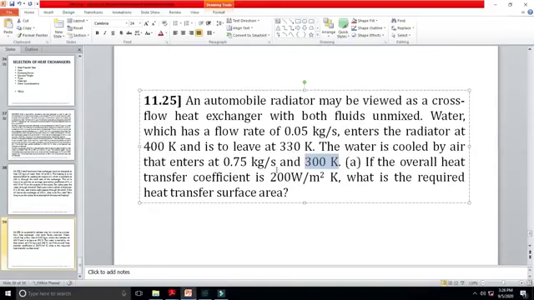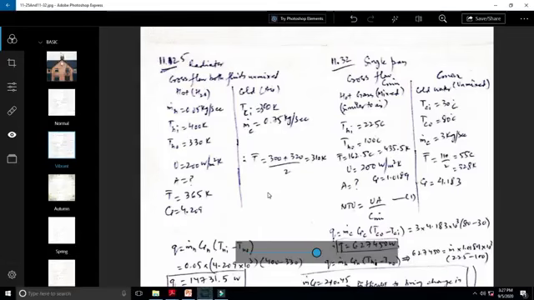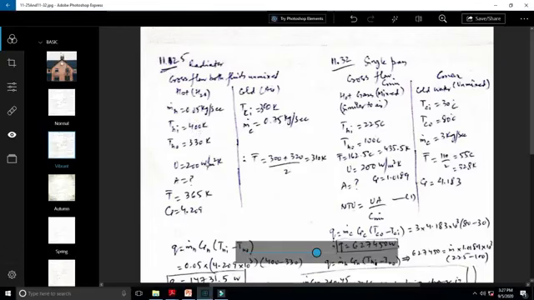Now if the overall heat transfer coefficient is 200 watts per meter square Kelvin, so we are given the value of U, what is the required heat transfer area? So we need to find out the area of the heat exchanger. This 200 is not limited to one column only, rather it should have been written between the two columns.